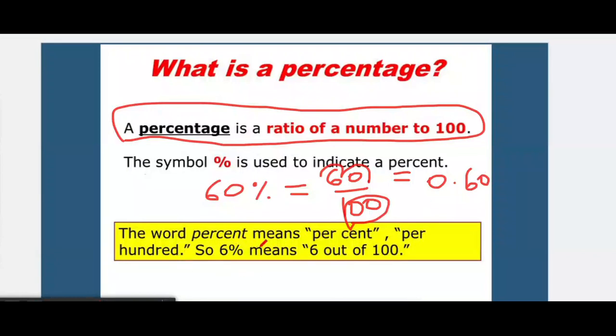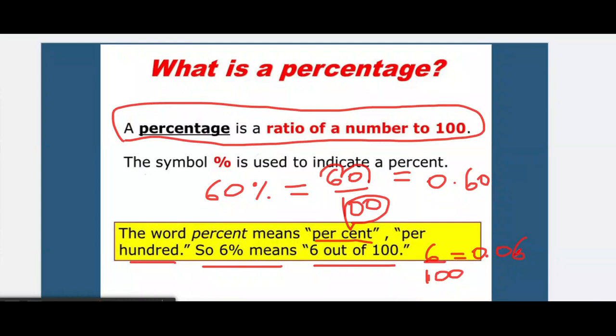The word percent means per hundred. Per hundred means divide by 100. So 6% means 6 out of 100. We can write it as a fraction, 6 over 100, and in decimal, we can write 0.06.